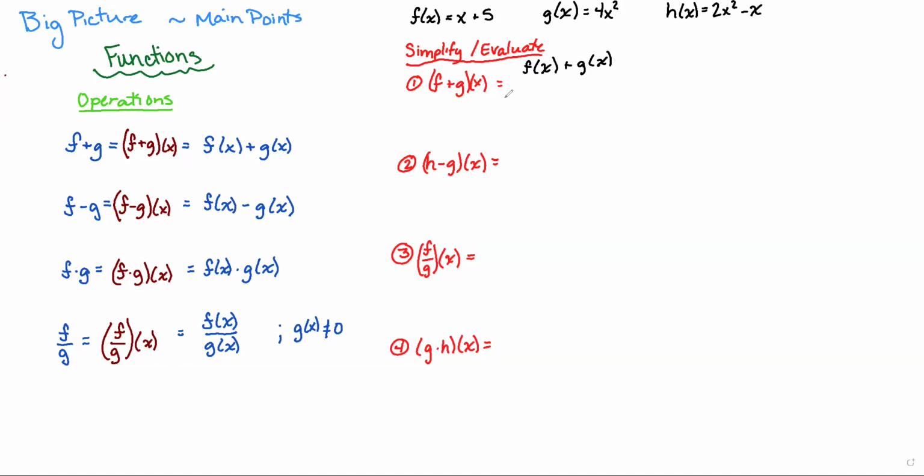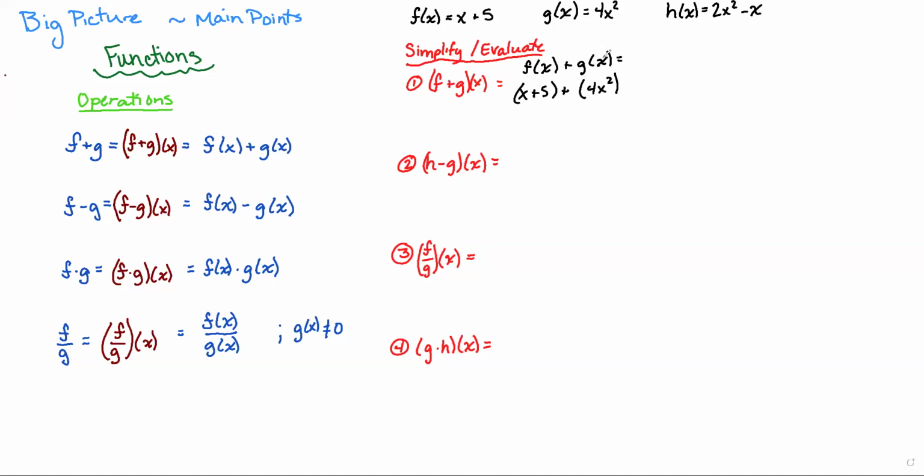So this still is going to equal, so I could put an equal sign here, and then f of x, the expression, is x plus 5. So I'm going to put that in parentheses. I'm replacing it. Okay, so I know f of x is the same thing as x plus 5. That is the expression that's on the right. And then I have a plus, and then g of x is 4x squared.